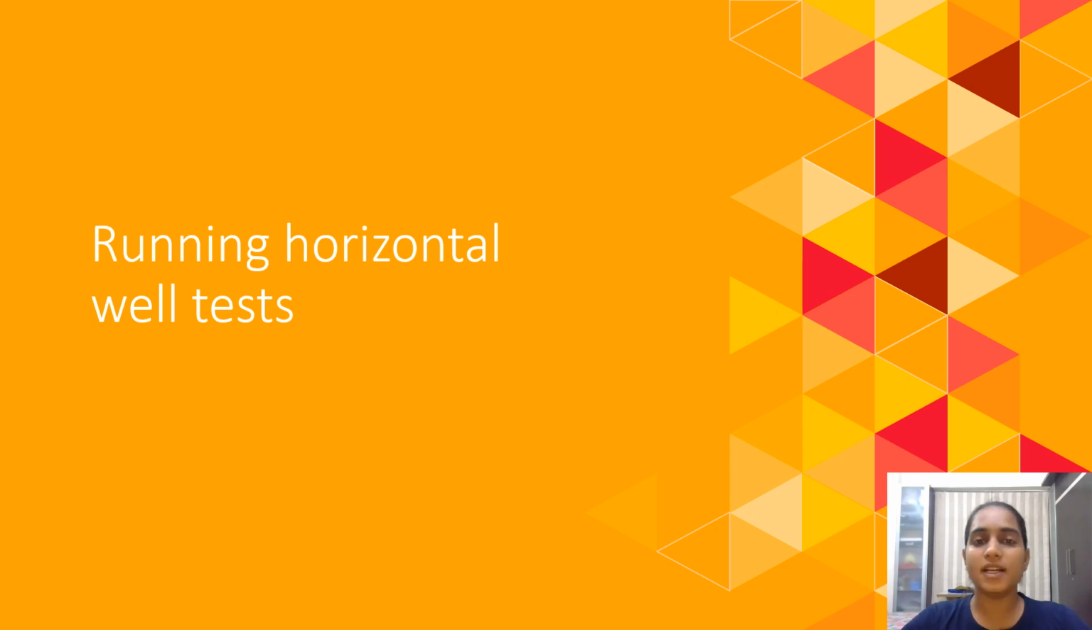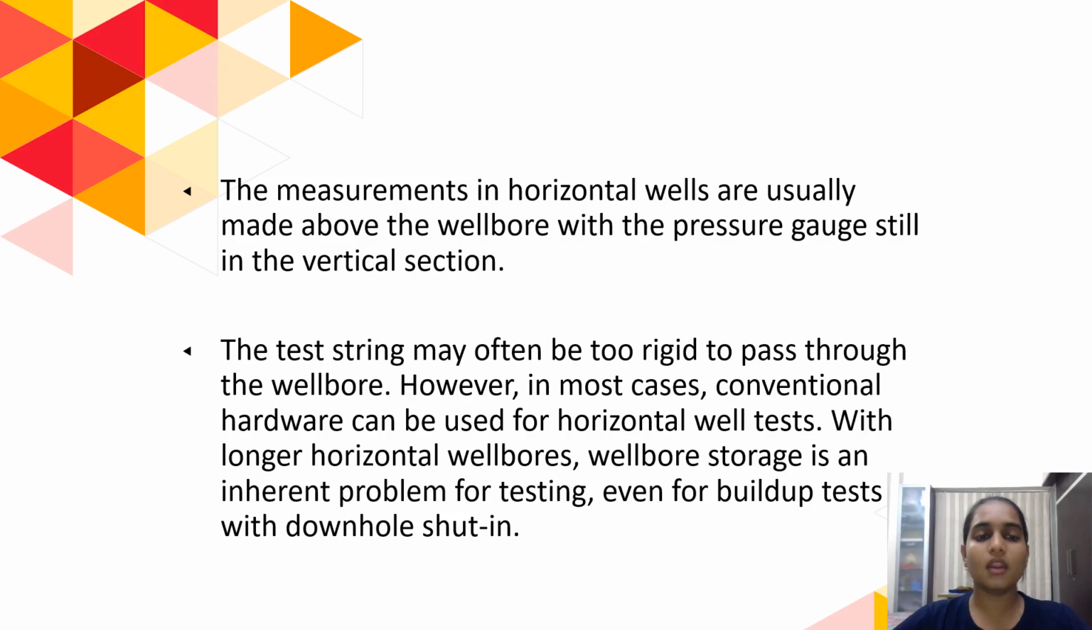Running horizontal well tests. The measurements in horizontal wells are usually made above the wellbore with the pressure gauge still in the vertical section. The test string may often be too rigid to pass through the wellbore. However, in most cases, conventional hardware can be used for horizontal well tests. With longer horizontal wells, wellbore storage is an inherent problem for testing, even for build-up tests with downhole shut-in.